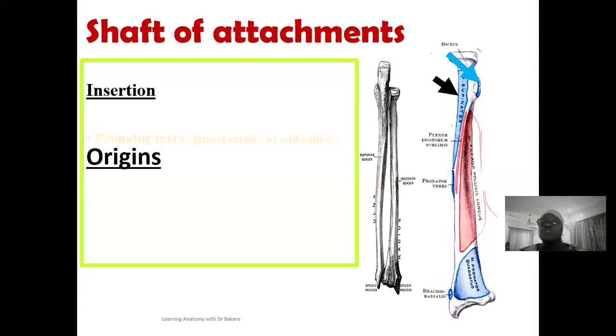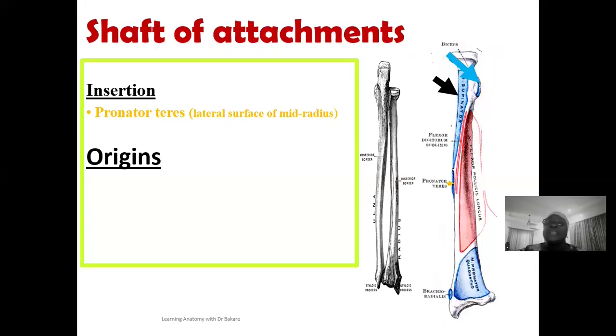So let's go first to the insertion. The muscle that is inserted around the shaft region is the pronator teres. The pronator teres is seen to be inserted around the lateral surface here of the radius. And this is what is highlighted in yellow. And specifically, it is seen to be inserted on the lateral surface around the mid shaft region. And this is what is projected here in this image.